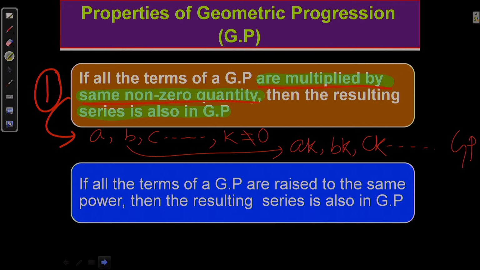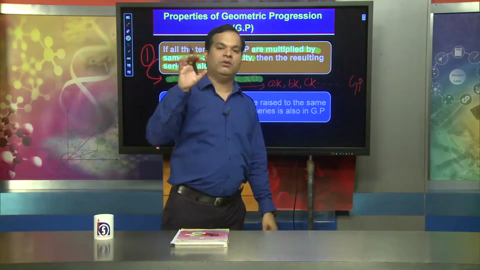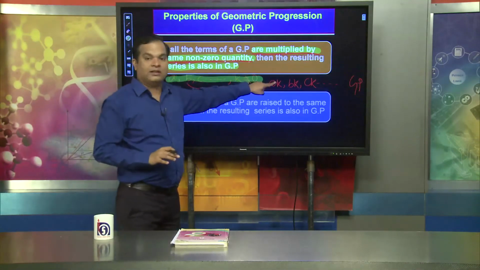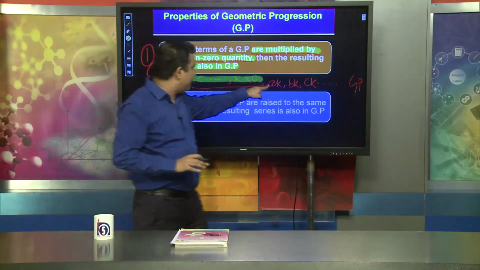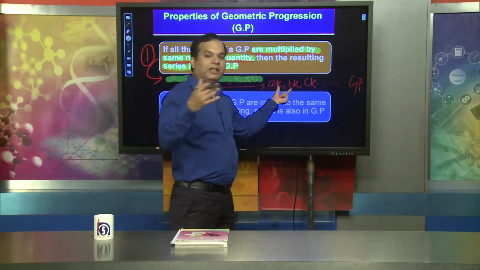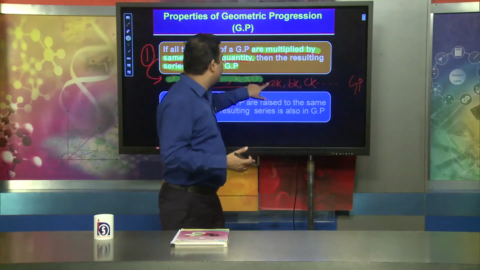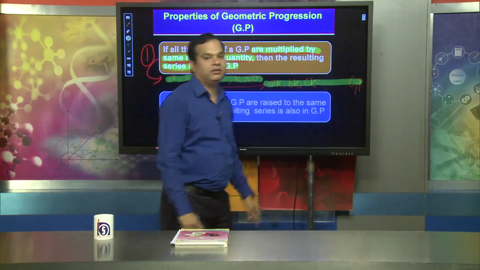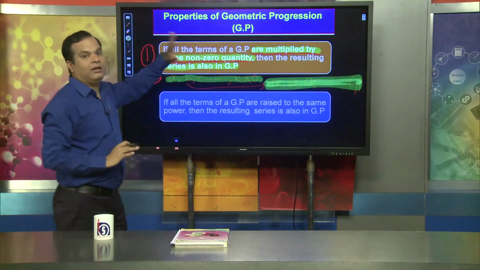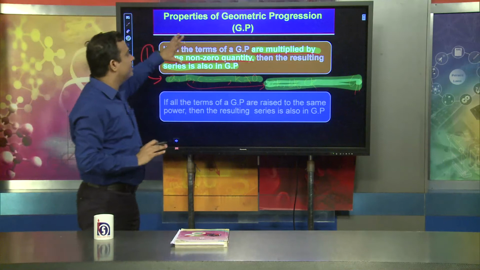Very simple. That means if A, B, C, D, E, F dot dot dot is a geometric progression and a non-zero quantity k not equal to 0 is multiplied with this geometric progression, the resulting sequence, that is Ak, Bk, Ck, Dk dot dot dot, where we multiplied by k, becomes again a geometric progression. Without doubt it will be a geometric progression. It is one of the very important characteristics of a geometric progression.